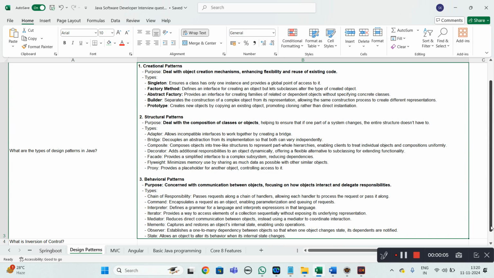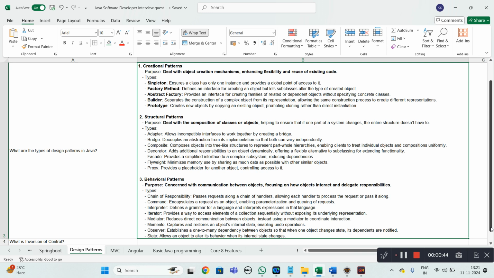So today we'll look into three different categories of design patterns, which are creational, structural, and behavioral. All the design patterns can be classified in three major categories: creational, structural, and behavioral. The first category, creational, deals with the creation mechanism of objects. All the patterns under creational deal with how the objects are created.